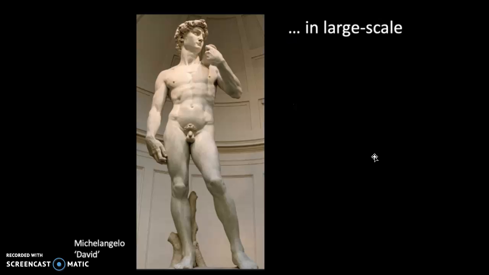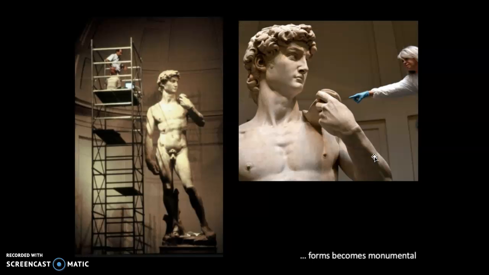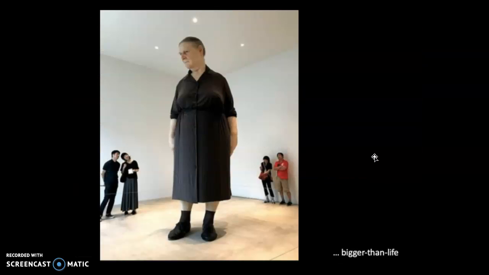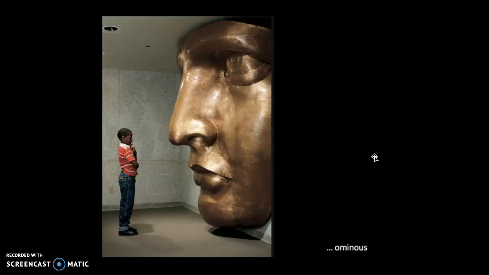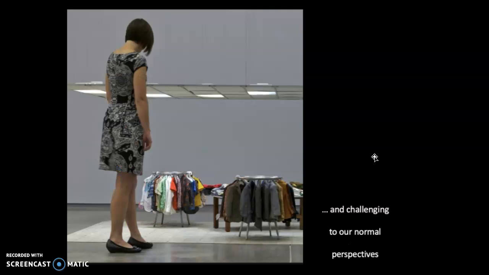Now, we switch, large scale, all right? So there's David, right? Of course, Michelangelo's. And forms at this scale become, without question, monumental. I mean, they're bigger than us. They're huge, right? They're bigger than life. Completely different character and subject matter, but wow, right? Or here's Viola Frey's work, but somehow they're also overwhelming at that scale, or can be, or ominous, right? Like, whoa, here.